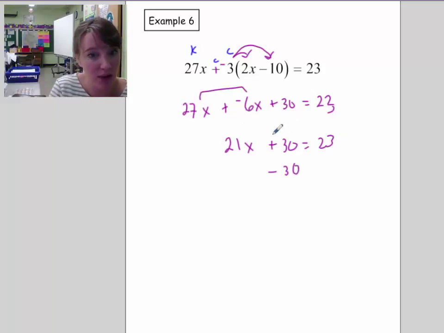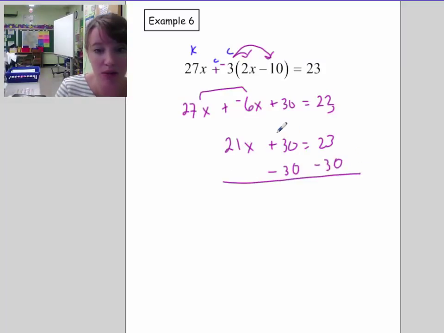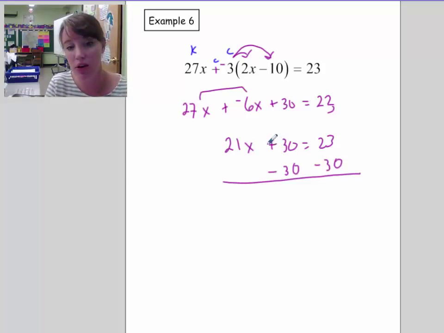So now that I have the left-hand side, there's no like terms I can simplify or no grouping symbols I can eliminate. I'm ready to try to isolate the variable is what I'm trying to say. So after I've cleaned up the left-hand side, I can use my inverse operations to isolate my variable.